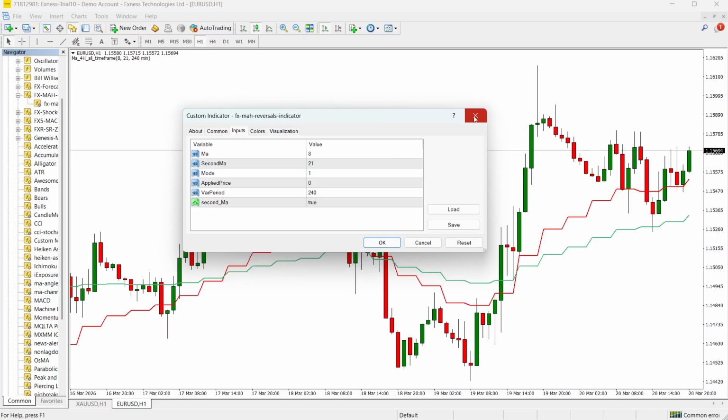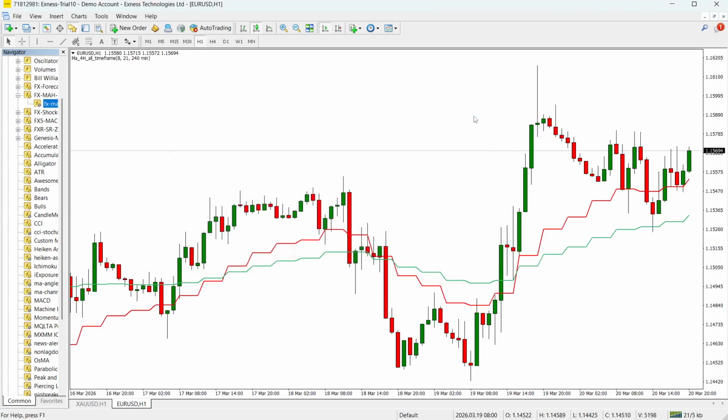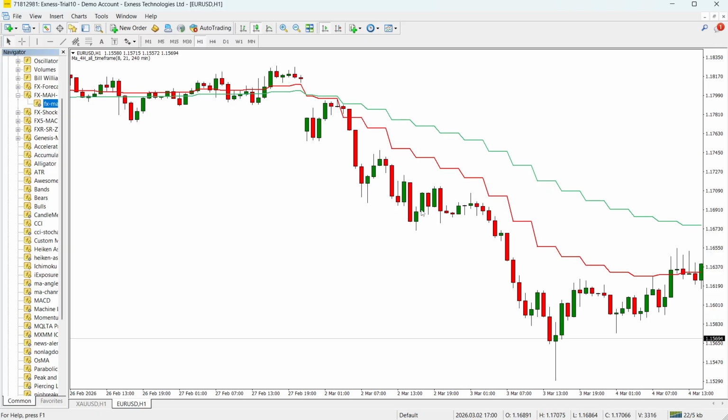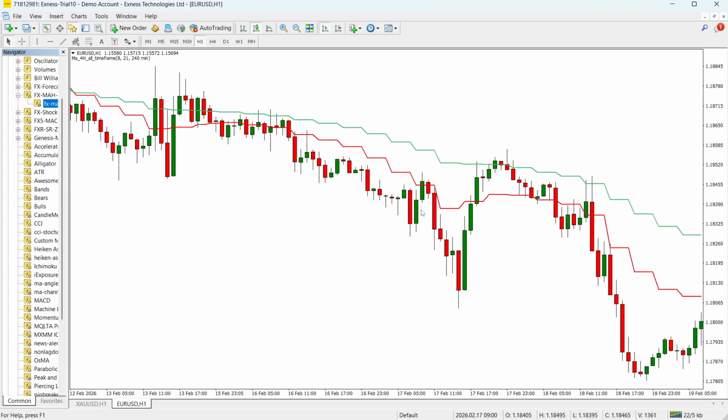As for who this is for, this version of FX MAH Reversals suits traders who prefer a simple on-chart channel defined by two adaptive lines rather than arrows or sub-window signals. Because the lines are built on moving average logic, they will sometimes react late to sudden spikes, can hug price closely in volatile conditions, and will not correctly predict every break.